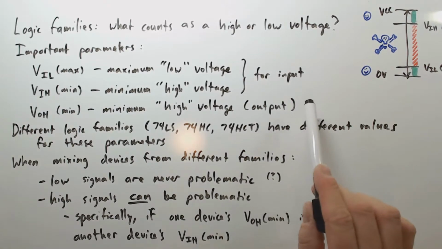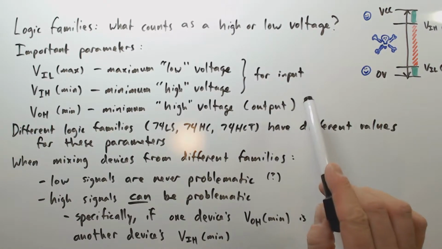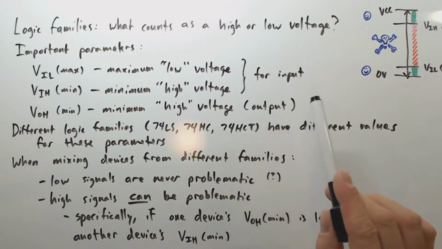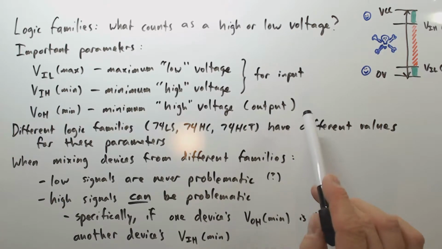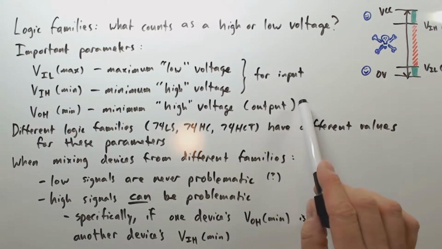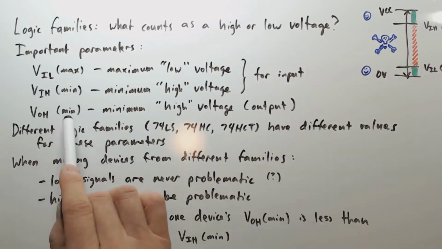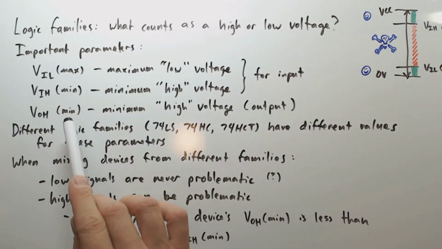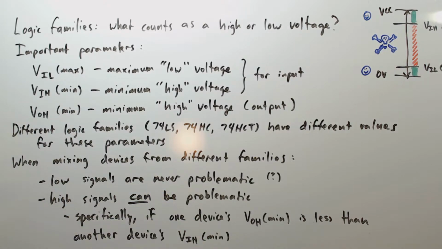And then another important characteristic of logic families is, for the outputs of the chips in that logic family, what is the minimum high voltage those chips will produce? In other words, you can always reliably assume that an output high is going to be at least a certain minimum. That is an important characteristic, and we'll talk about that a little more in a moment.